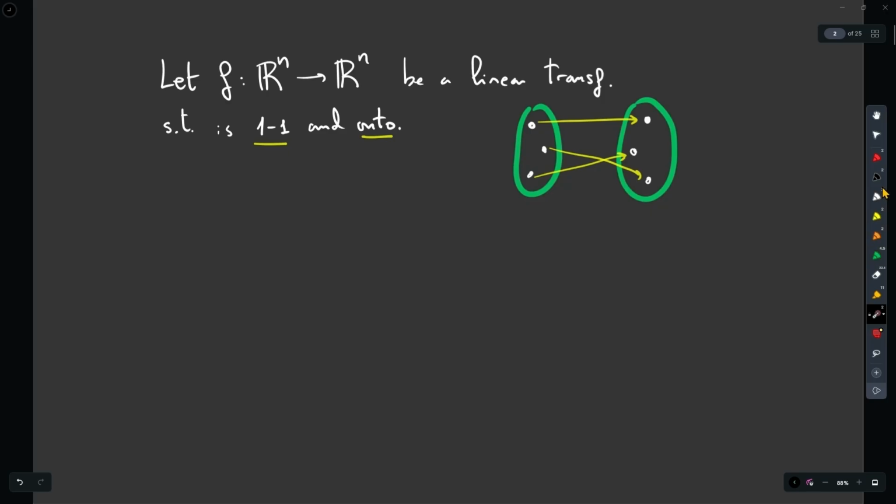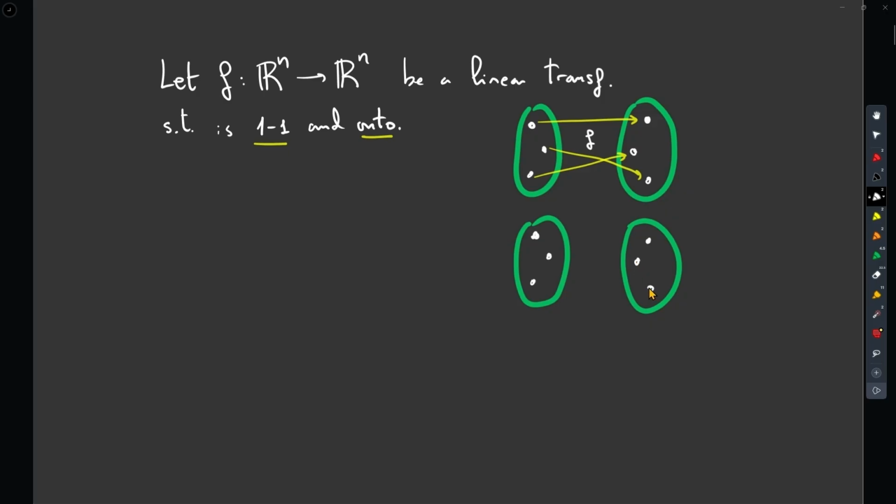In that case, if this is my map F, let me just write F here, I can come up with an inverse map by just tracing back where points came from. So I know that this point came from this one, this point came from this one, and that point came from that one. And this is going to be what we call F inverse. If you have a function that is one-to-one and onto, then there is an inverse function. So we do have some inverse function from Rn to Rn.